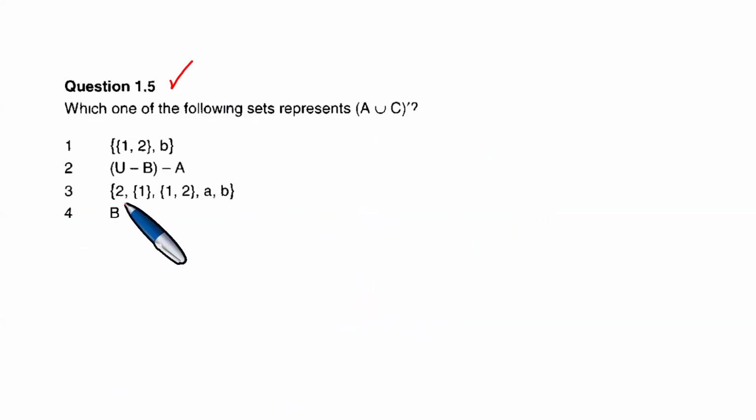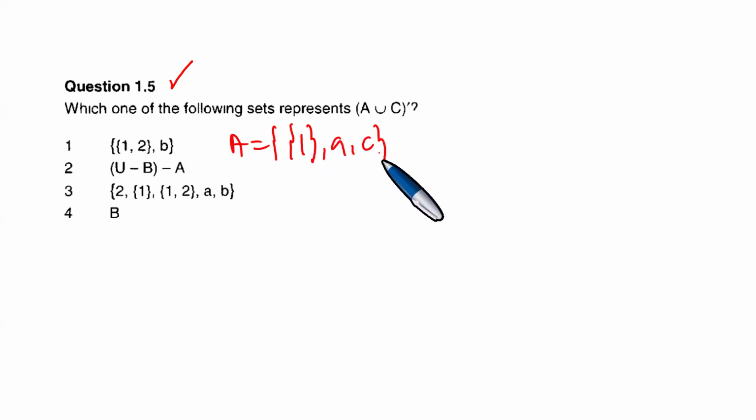1.5 is the next question. Which of the following sets represents (A union C) complement? Of course, to do this question, we need to remember what A is in the given information. It contains the singleton containing 1, with A and C as well. But we note that C contains 2 and C as elements.